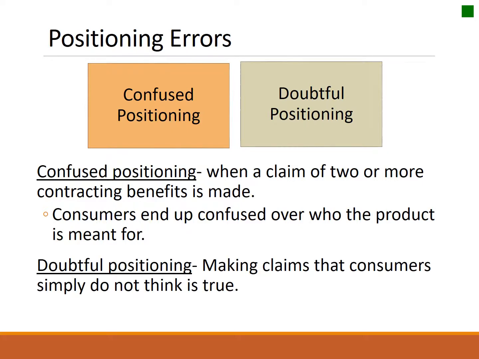Doubtful positioning is when you try to make a claim that is simply hard to believe. For instance, if I have a real dark colored beer and I claim that it's light, or fewer calories, or not heavy. Most people associate dark beers with heaviness and high calories. It'd be like if Guinness came out with a light beer. People would be doubtful that that is truly their position, just because it doesn't make sense for them, and it's somewhat unbelievable. So doubtful positioning is when you make claims that customers don't think are true.